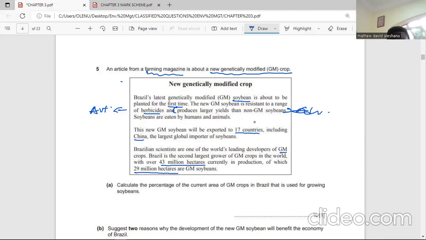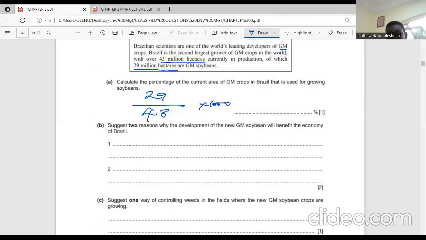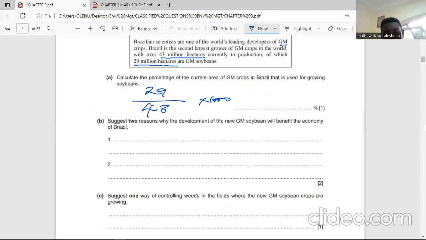Calculate the percentage of the current area of genetically modified crops in Brazil that is used for growing soybeans. That is simple. This is the total, and this is for soybeans. So it will be soybeans divided by the total, which is 43, times 100. That will give you your answer. So do that, and you are good.